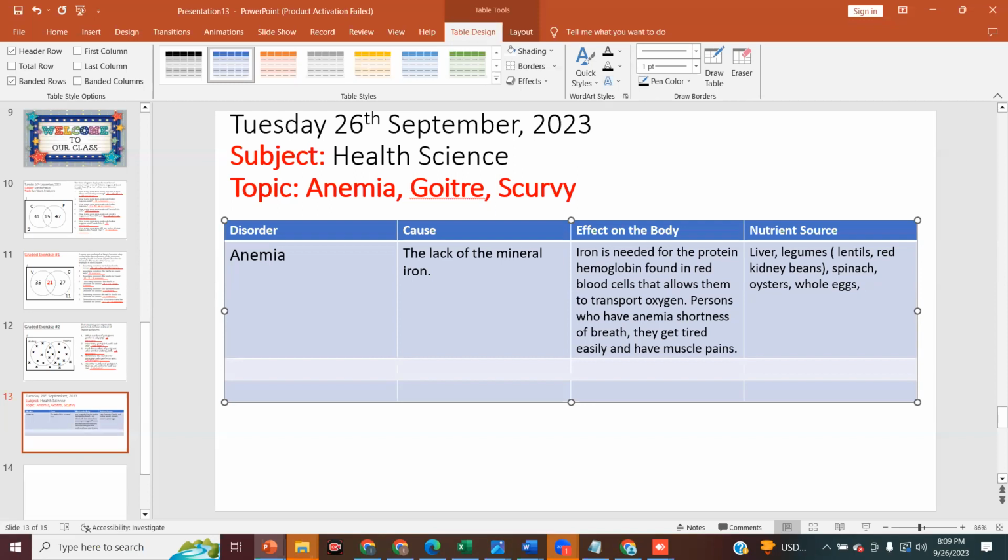What about red meat, Mr. Petit? Yeah, red meat has iron. But we're talking about even fish products as well. All right, so we can leave it at that. Those are good sources of iron that we can have.